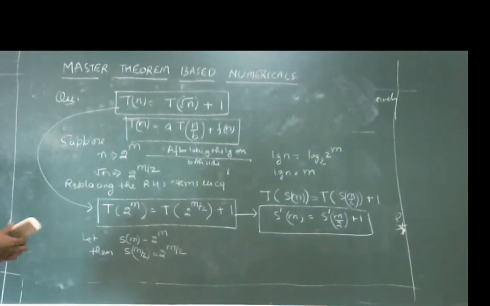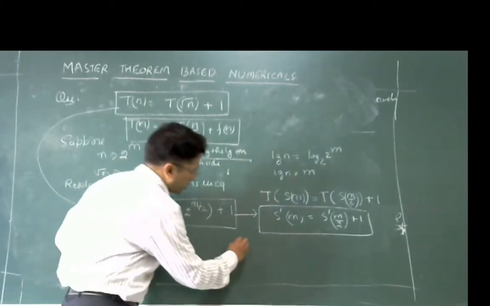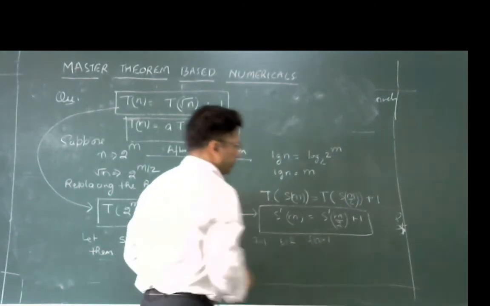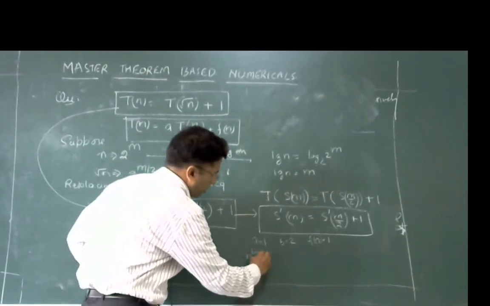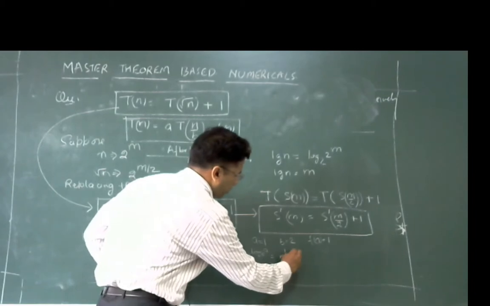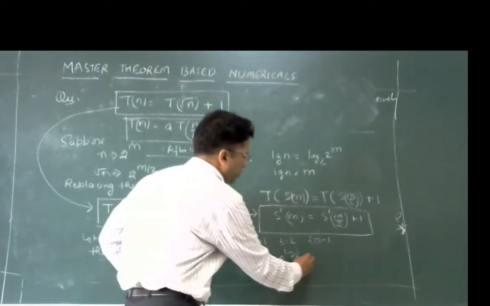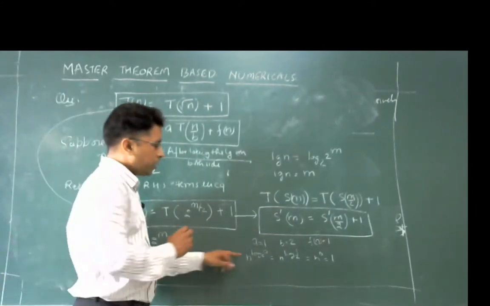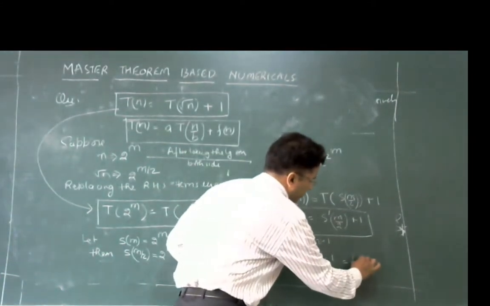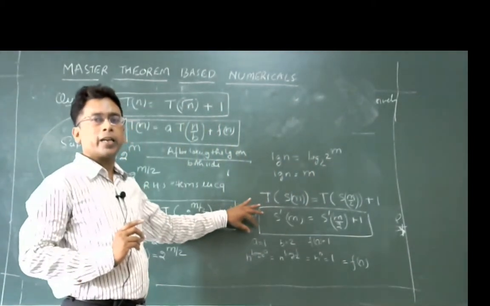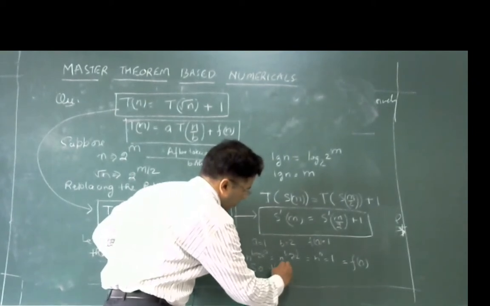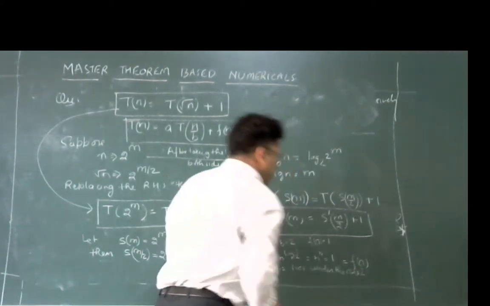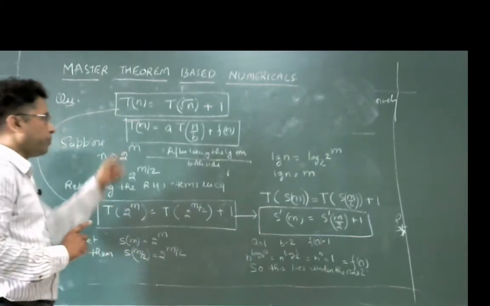Now applying simply here, a is equal to 1 and b is equal to 2 and f of n is equal to 1. So n raised to the power log a base b is equal to n raised to the power log 1 base 2, is equal to n raised to the power 0, equal to 1. So here n raised to the power log a base b is equal to f of n. So this lies under case 2. So as per case 2, what will be the solution?